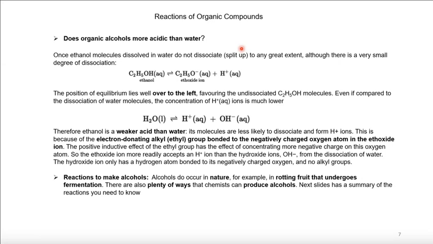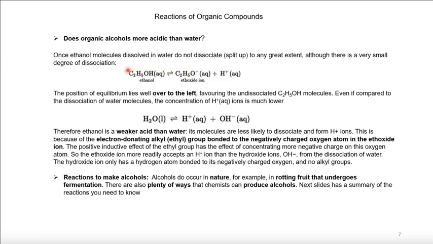First question is, are organic alcohols more acidic than water? What do we think about this? We know that if we want to dissociate an alcohol, what happens then? We get an ethoxide ion and a hydrogen ion.